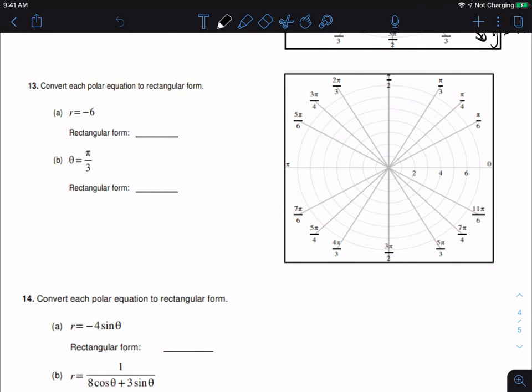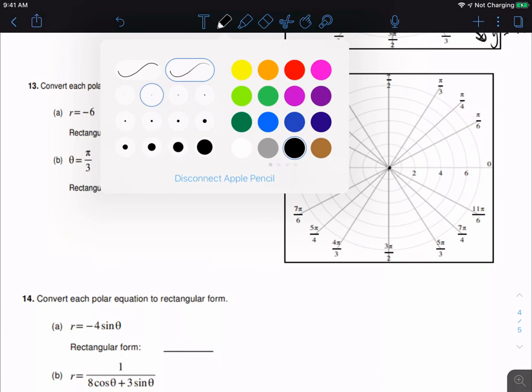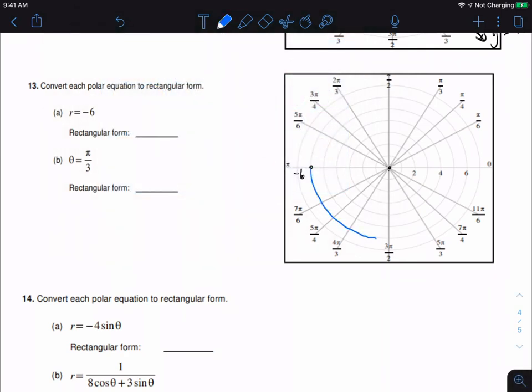So in this example that we have here, we see that in 13a, r is negative 6. We're not given an angle, but we know that the radius is negative 6. So this here is the pole. And so going negative 6, you can see it's going 1, 2, 3, 4, 5, 6. That is a negative 6 distance. But since we don't have an angle, we know that this thing is just going to loop around. I'll do this in a different color so we can see it. So it's going to loop around this way, and we can see here it's negative 6, here it's 6, and here it's 6.